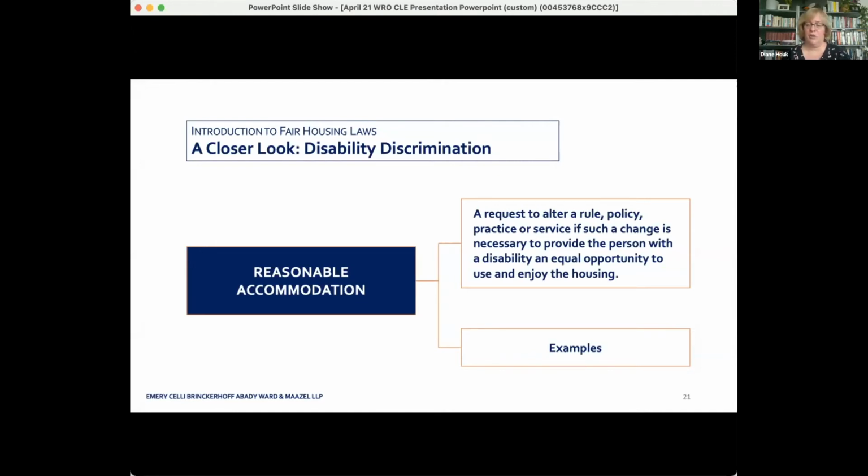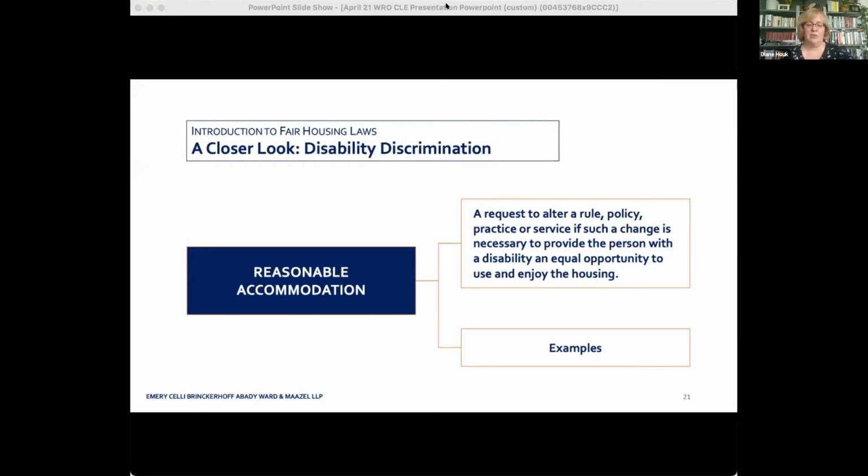The first is called a reasonable accommodation under the Federal Fair Housing Act, and that's a request to alter a rule, policy, practice, or service if the change is necessary to provide the person with a disability an equal opportunity to use and enjoy housing. A common example that I think many people think of is an apartment complex that has a parking lot and the spaces are not assigned, they're first come, first serve.